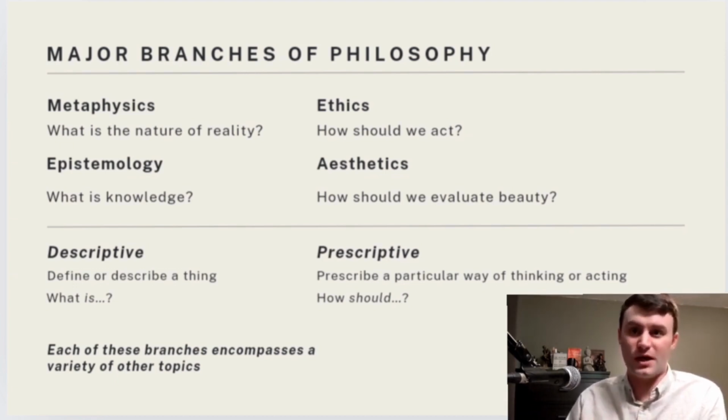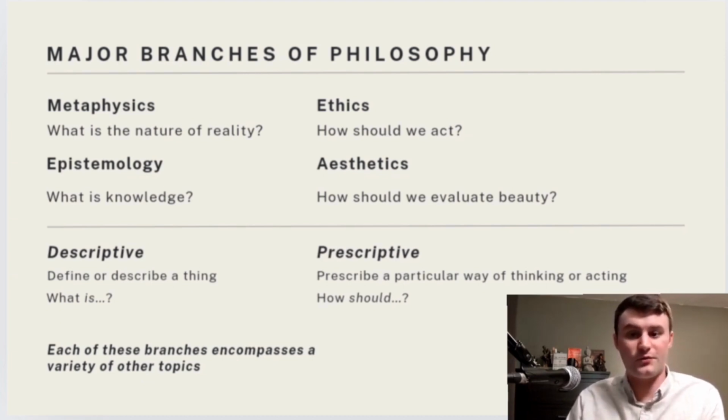Epistemology, the philosophical study of knowledge, asks questions like, what counts as knowing? How do we know that we know something? What does that actually mean? And is it possible to know anything at all? Generally speaking, metaphysicians and epistemologists deal with descriptive claims, claims that describe what something is, claims that describe a thing according to a particular definition or interpretation.